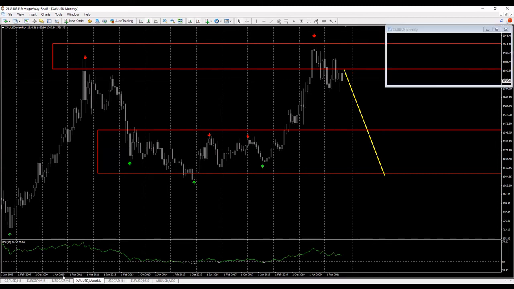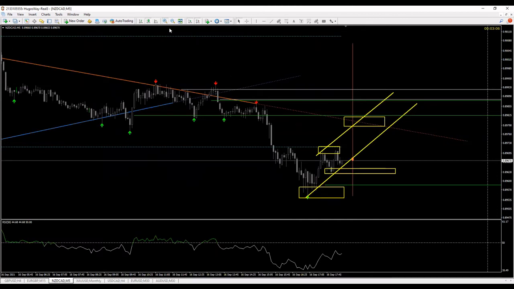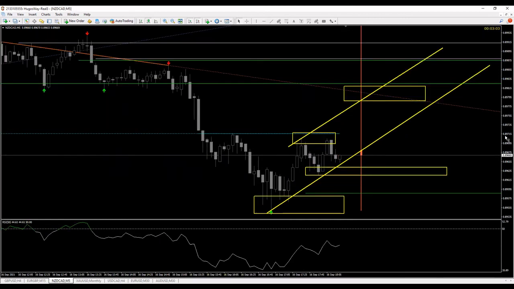Let's go back over here and check New Zealand. Okay, here's New Zealand CAD. Let's watch how it plays out on this particular markup that we did. I'm gonna be right back.